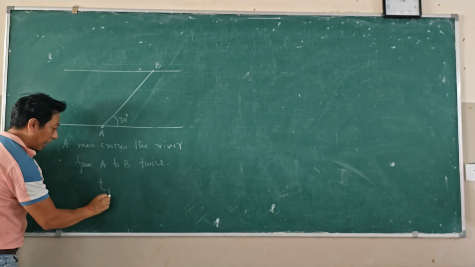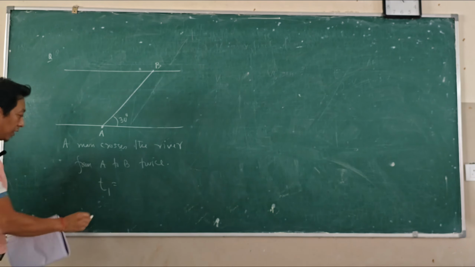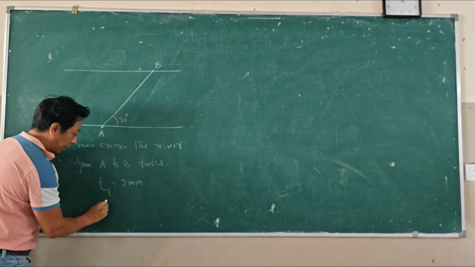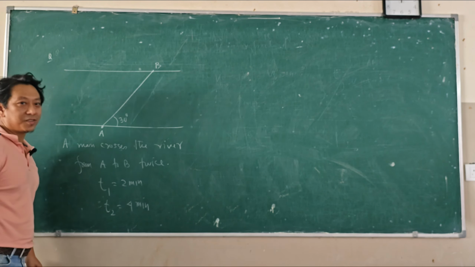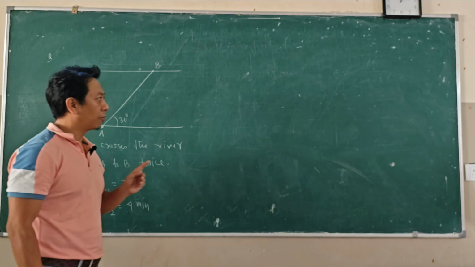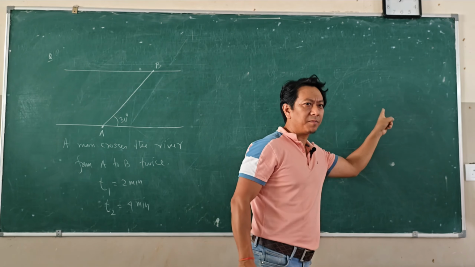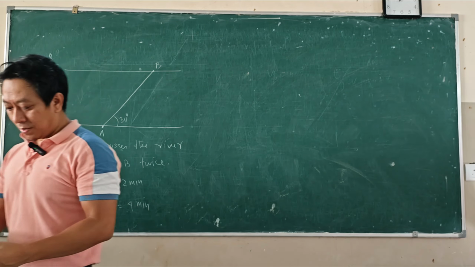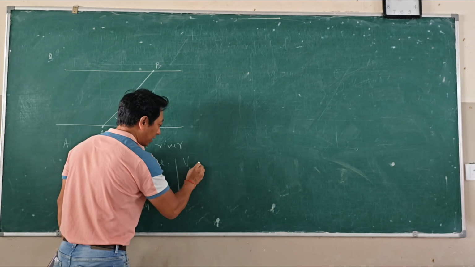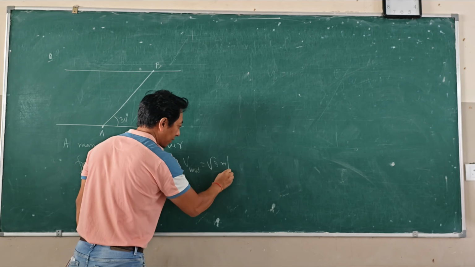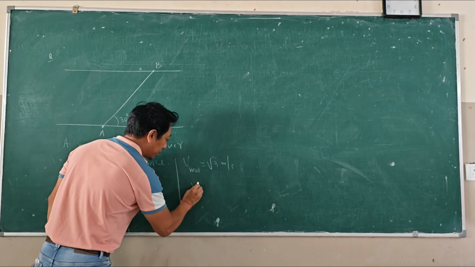First time he took time 2 minutes. Second time he took 4 minutes. Very interesting. How there are 2 times, sir? According to our calculation, there was only 1 time. VMW, man's velocity in still water, is given root 3. You have to find velocity of water.